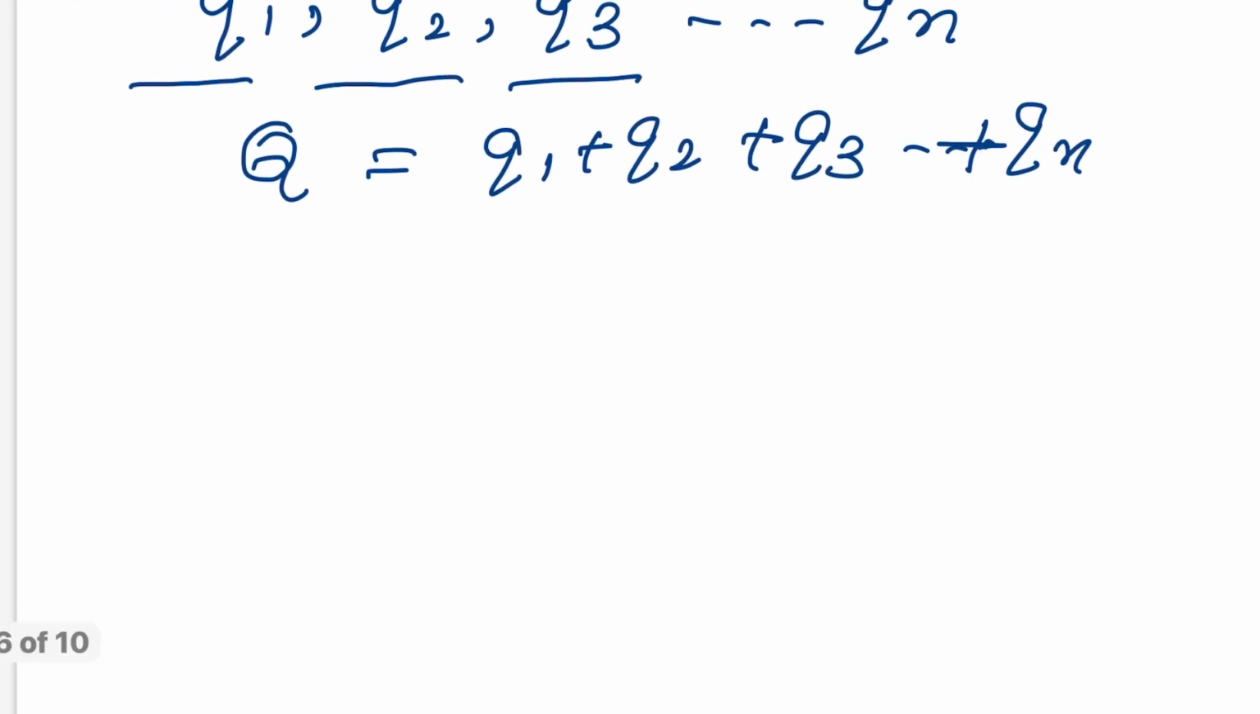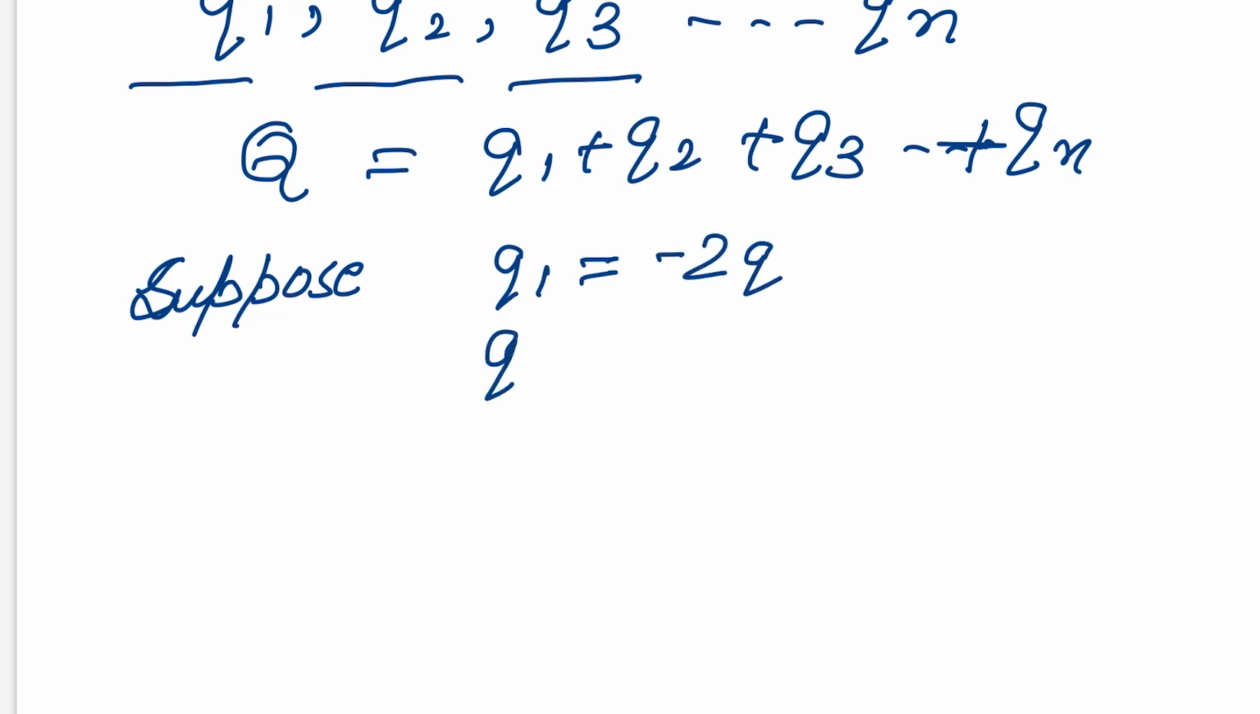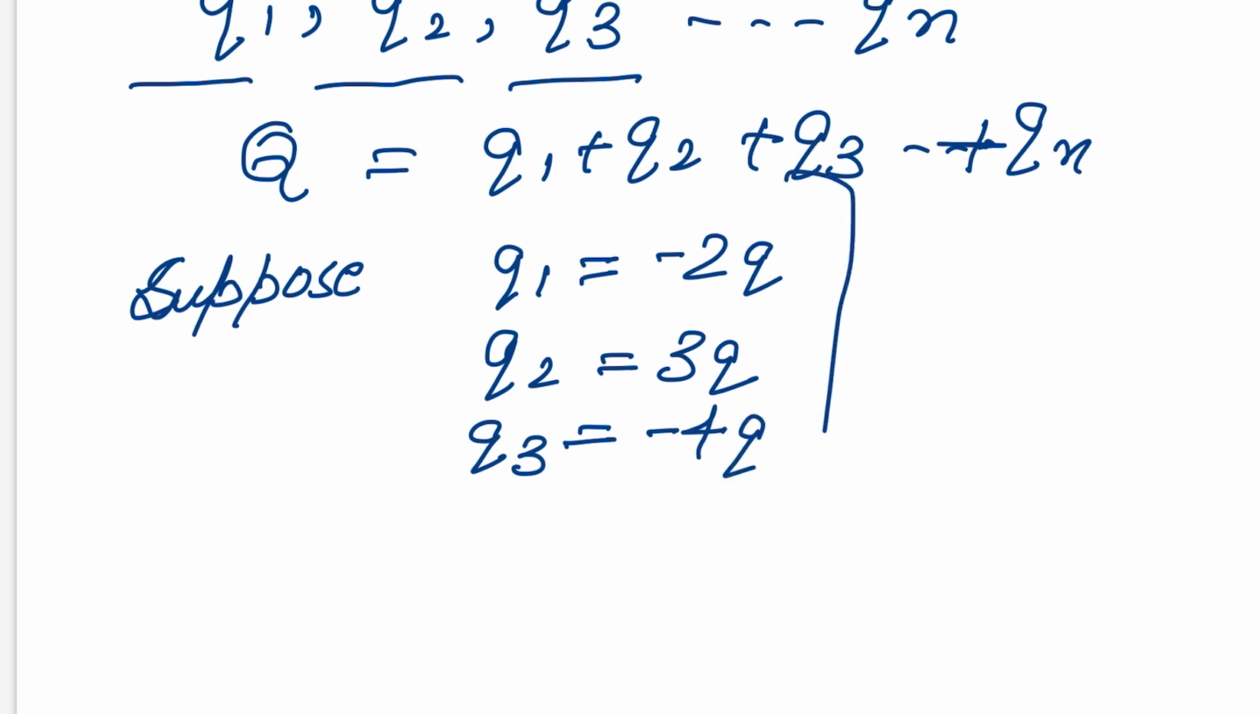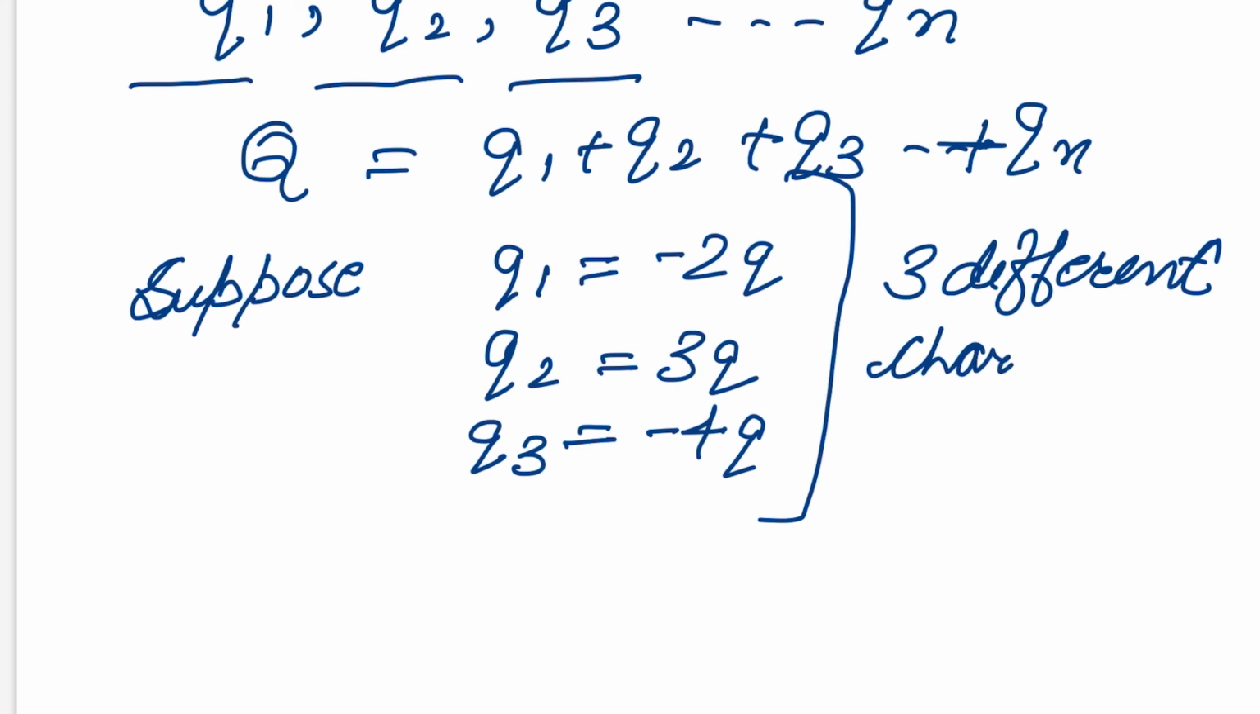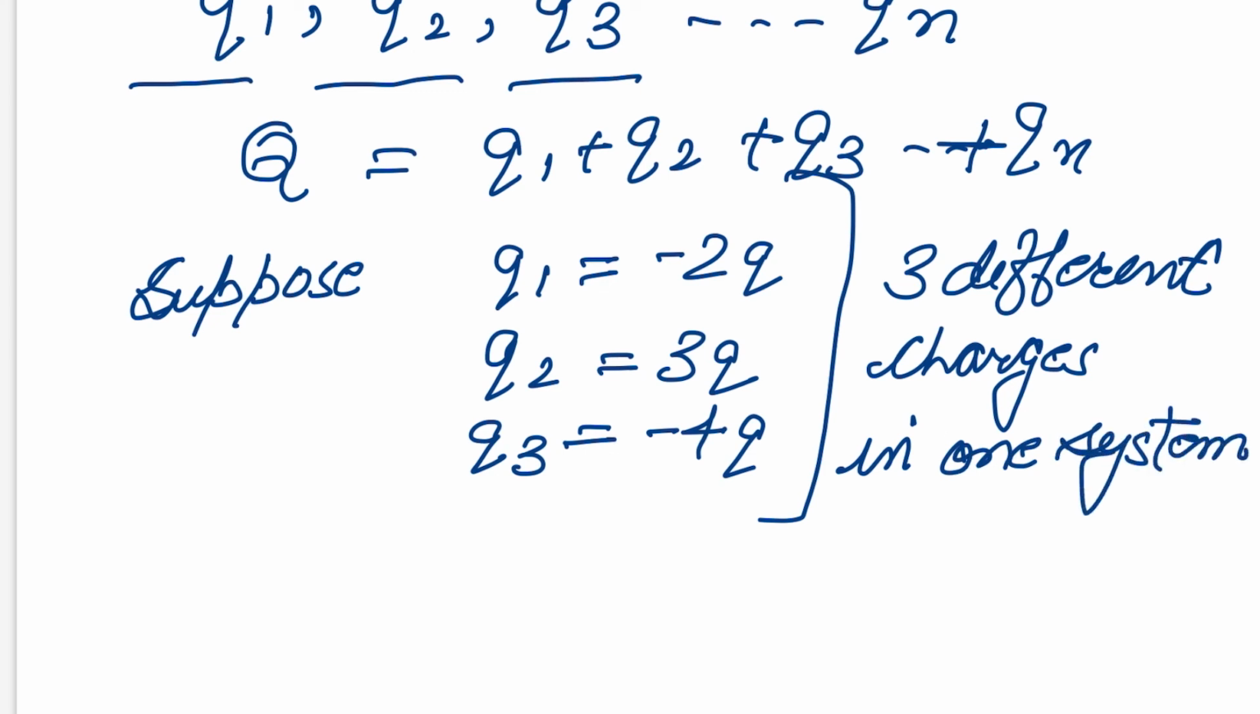So to do that, we take a simple example. Suppose that we have a system in which Q1 is minus 2Q, Q2 is 3Q and Q3 is minus 4Q, right? So these are three different charges in one system, right? And we need to calculate the total charge of the system.